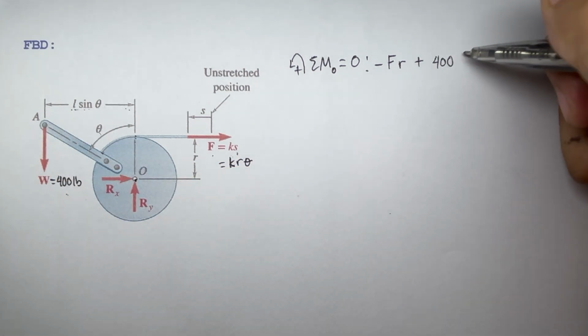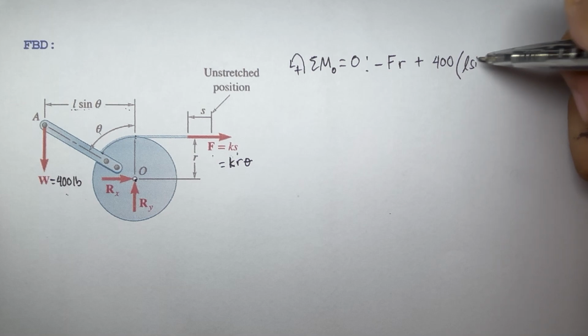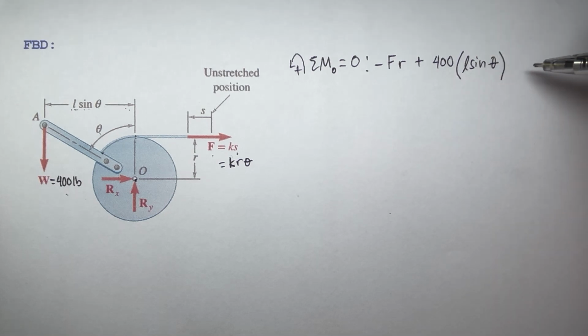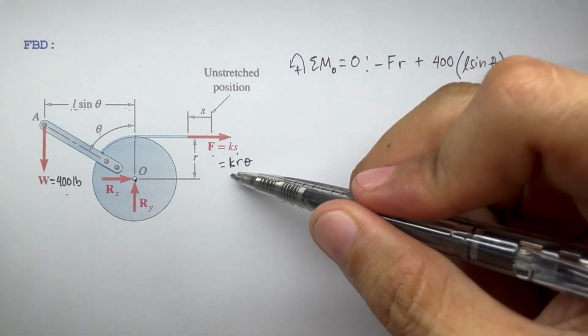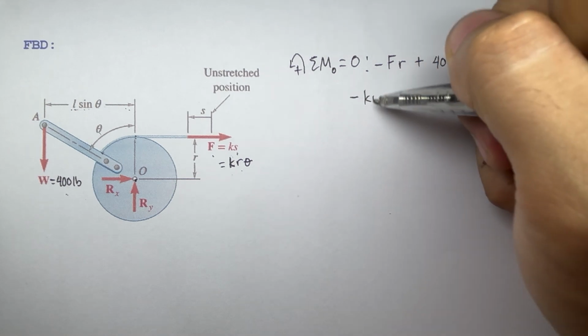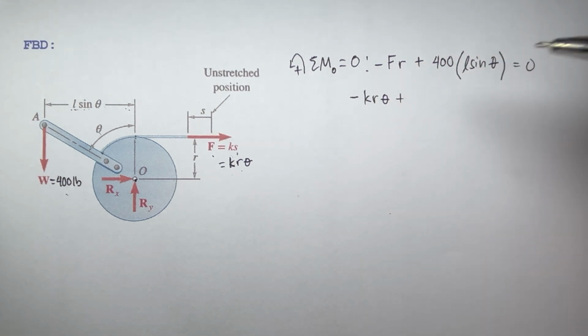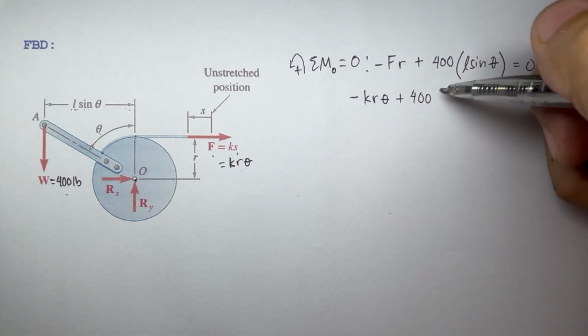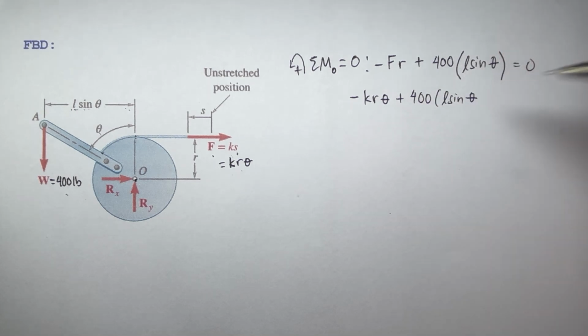We have here L sine theta. That is equal to 0. So our F here is just k r theta. So let's substitute. We have here negative k r theta plus 400 times L sine theta is equal to 0.